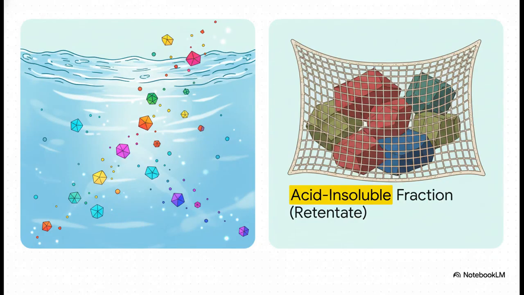And that leaves us with a really important split. The stuff that sneaks through the cheesecloth, the filtrate, is called the acid-soluble pool. This has thousands of tiny molecules that were basically just floating around in the cell's fluid. On the flip side, the stuff stuck in the cheesecloth is the retentate, or the acid-insoluble fraction. This part holds the giant structures that physically build the cell itself.